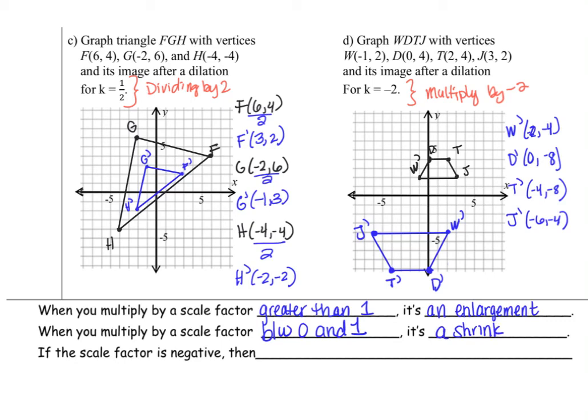If the scale factor is negative, then it will be a composition of the scale factor k followed by a rotation of 180 degrees. Notice that in letter D, my scale factor was negative 2. So the 2 is going to make it enlarge, and then the negative is going to rotate it. If it were a fraction, then the image would be smaller or shrink, and then it would be rotated.